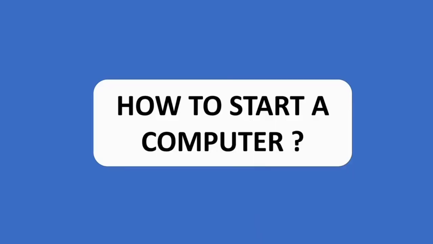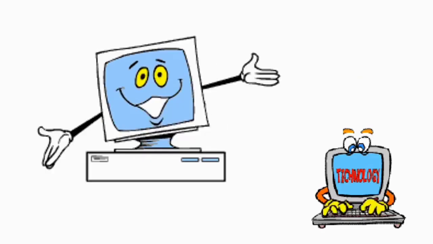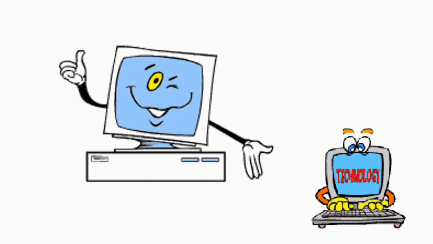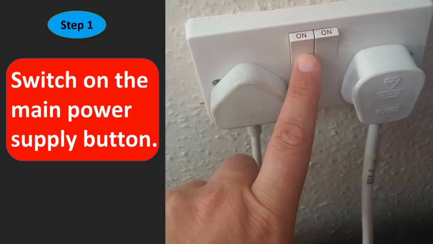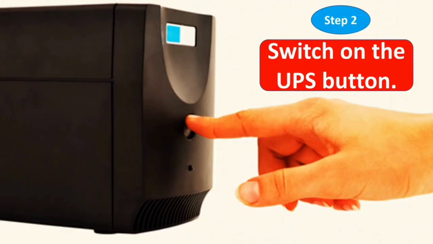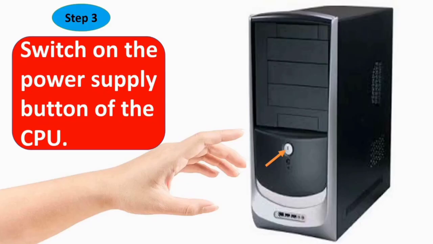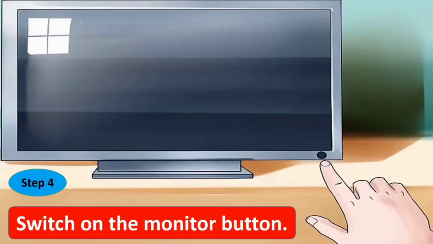How to start a computer. Hi friends. To work on a computer, you have to start a computer. To start a computer, you have to follow some steps. Step 1. Switch on the main power supply button. Step 2. Switch on the UPS button. Step 3. Switch on the power supply button of the CPU. Step 4. Switch on the monitor button, and wait for some time.